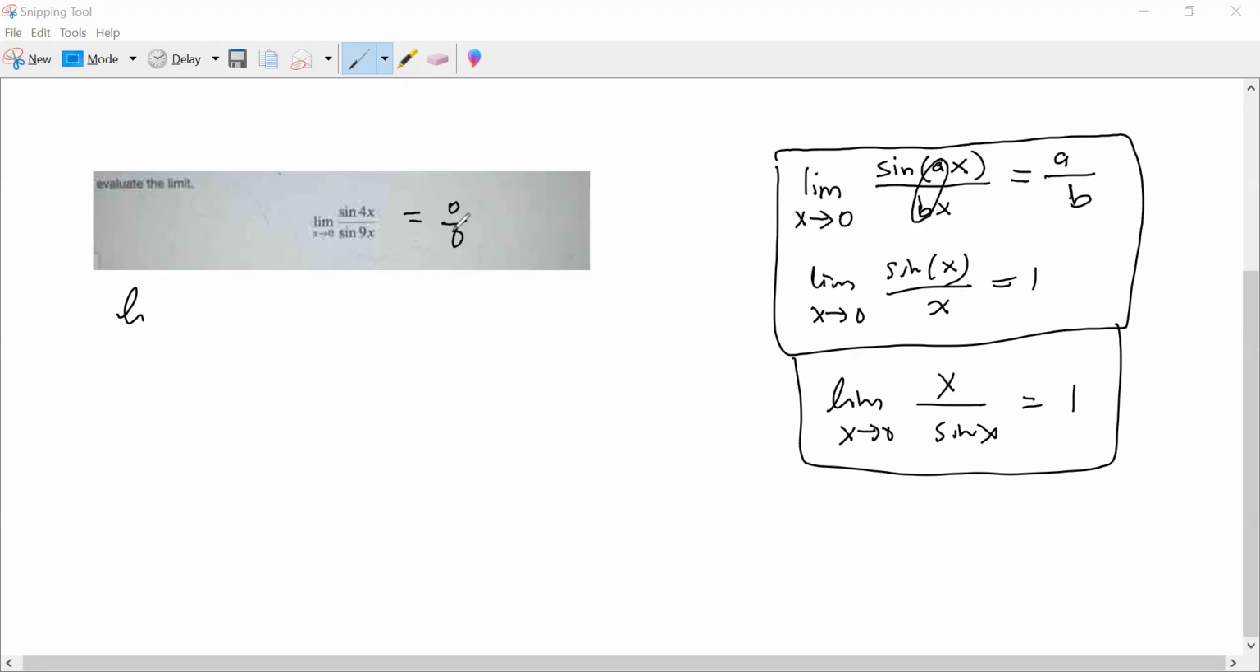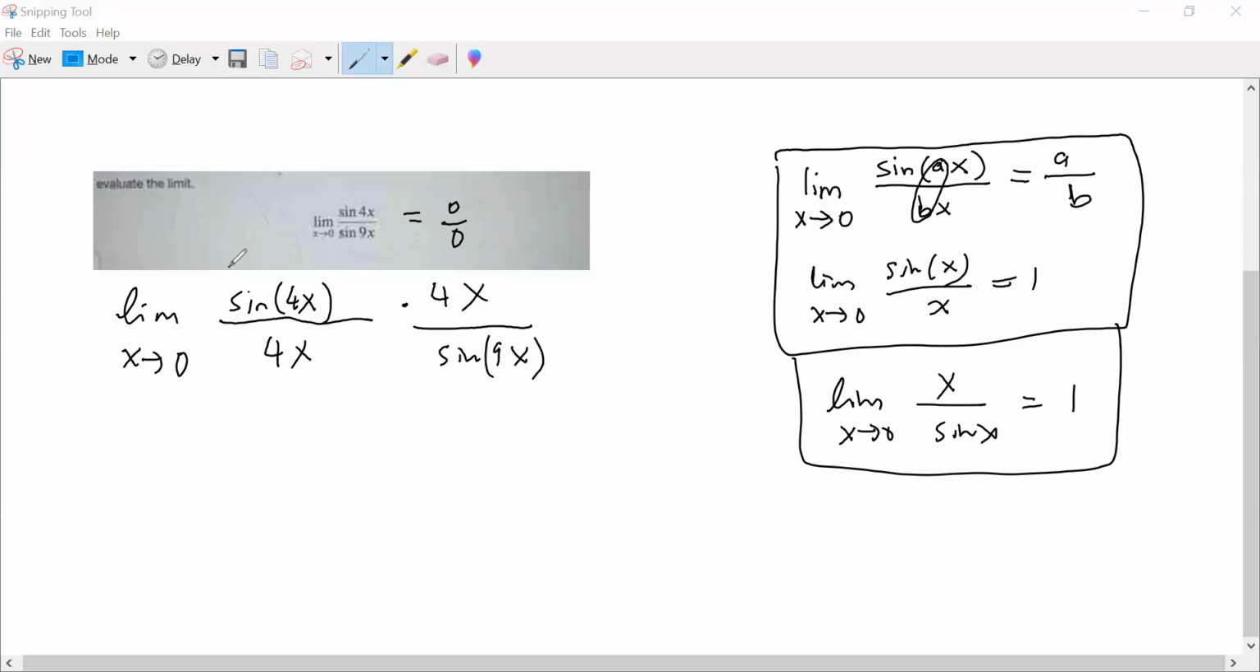So then I'm going to manipulate it this way. So x goes to 0. I'm going to write it like this. I'm going to say, okay, this is 4x, and then divide it by sine 9x. So what I'm going to do is multiply the top and bottom by 4x. If I multiply top and bottom by the same number, then nothing will change. So then this will be like this. So 9x is here. I just multiply top and bottom by 4x.